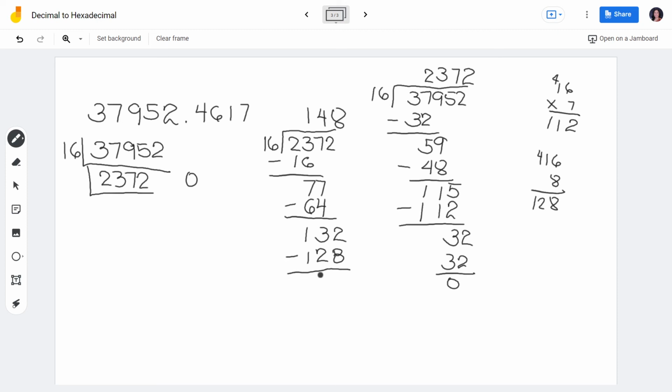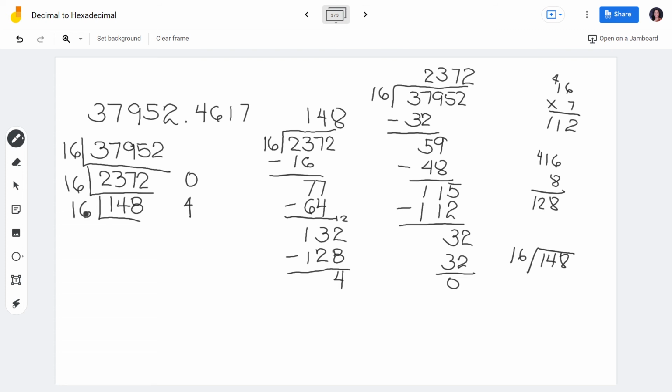132 minus 128: 12 minus 8 is equal to 4. And then, okay, 132 minus 128 is equal to 4. So we have 148 remainder 4. And then, next is 148 divided by 16.